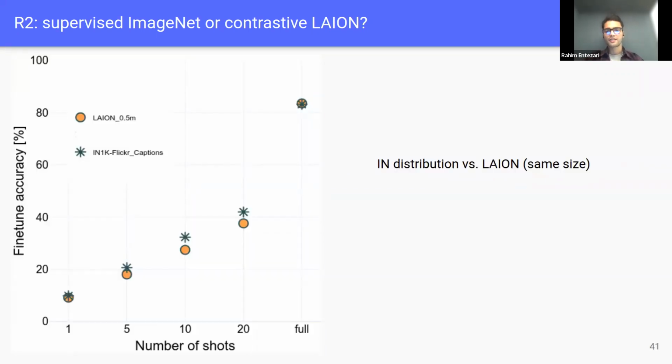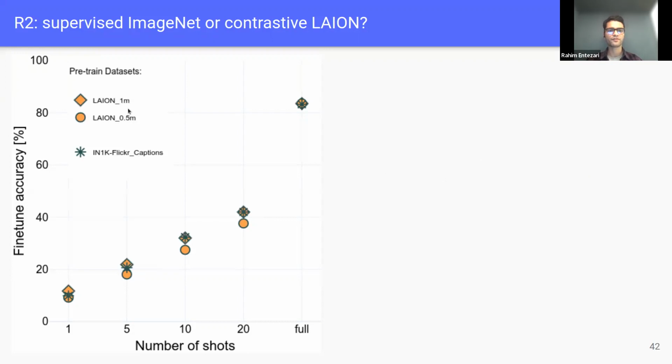So let's change the data distribution. Now we want to compare ImageNet with LAION to see the effect of data distribution, like research question 1. So let's compare LAION with ImageNet Flickr. Both are 500,000-size datasets. The only difference between them is data distribution. One is LAION, the other one is ImageNet data distribution. And we see that ImageNet is doing very slightly, but still, better than LAION. Just to compare, if you just double the size of the LAION samples, it could catch up with the ImageNet data distribution.